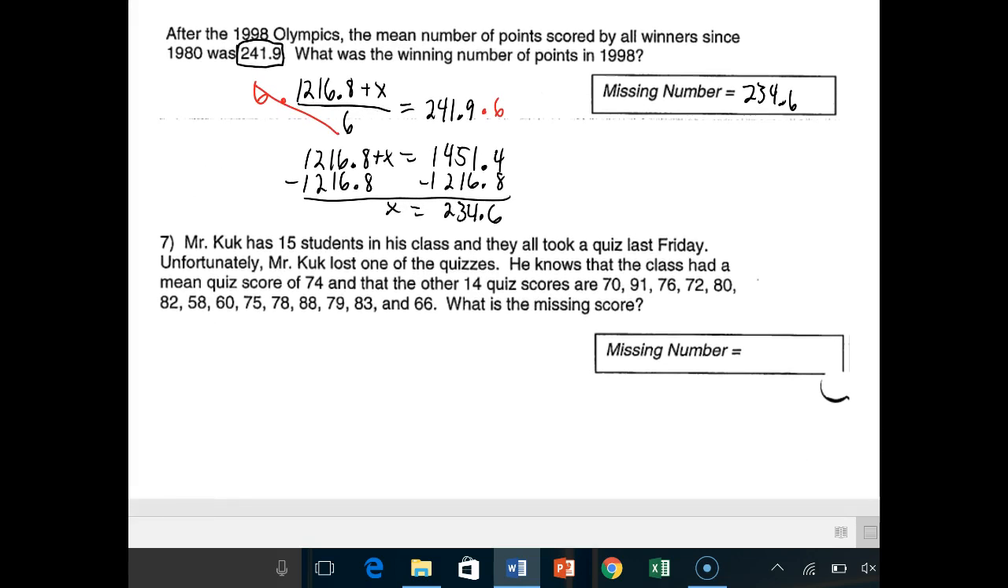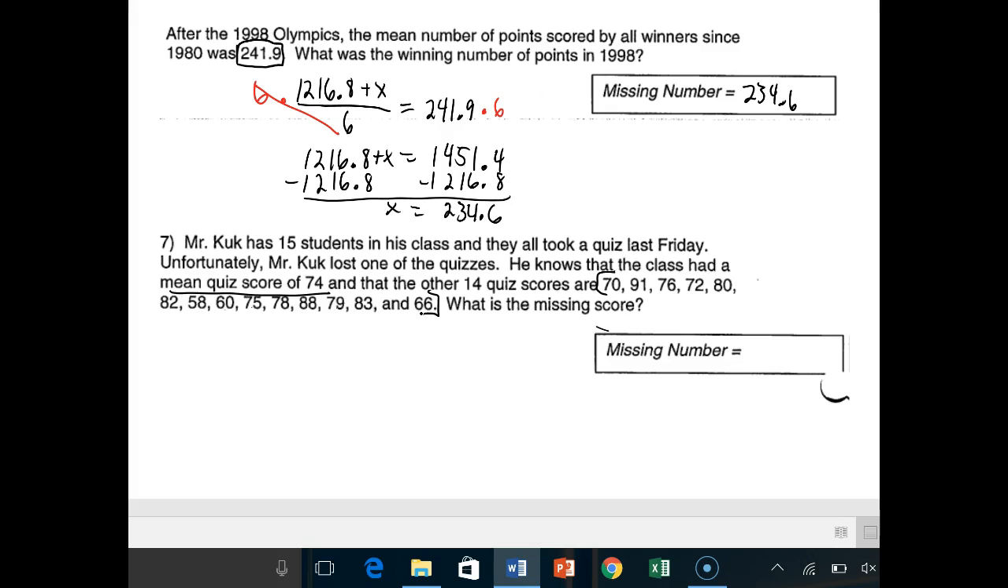And number 7, Mr. Cook has 15 students in his class, and they all took a quiz last Friday. Unfortunately, he lost one of the quizzes. He knows that the class had a mean quiz score of 74, so that's that desired mean. The other 14 quiz scores are as follows: 70, 91, 76, 72, 80, 82, 58, 60, 75, 78, 88, 79, 83, and 66.